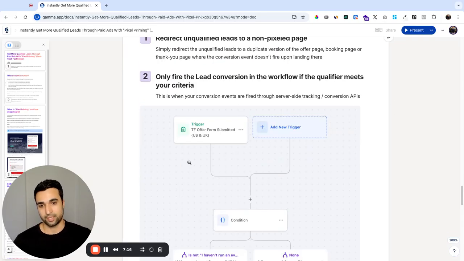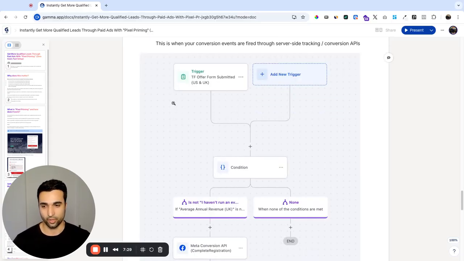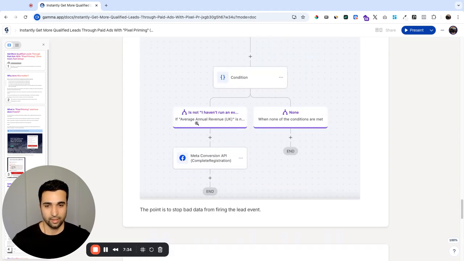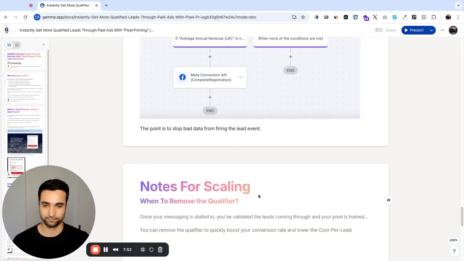The other way to do it is you fire the lead conversion in a workflow if the qualifier meets your criteria. So this might be when you're using server-side tracking or conversion APIs. Here's an example of how that looks in Go High Level, for example, submitting a form, a condition on that form response. And basically if they haven't selected the answer that we don't want them to, if they're a qualified lead, then it's going to fire a Facebook event. The big point here is just to stop that bad data being fired, the lead event or the complete registration event or whatever it is.